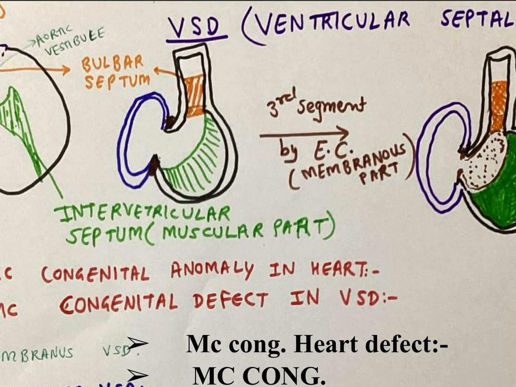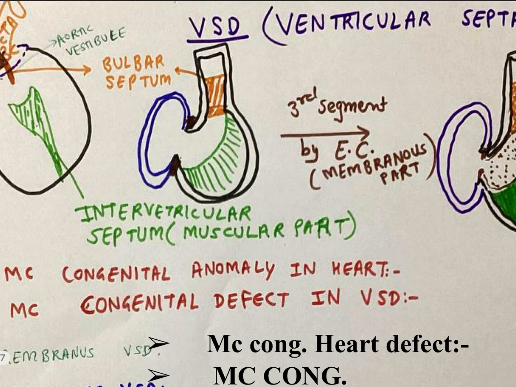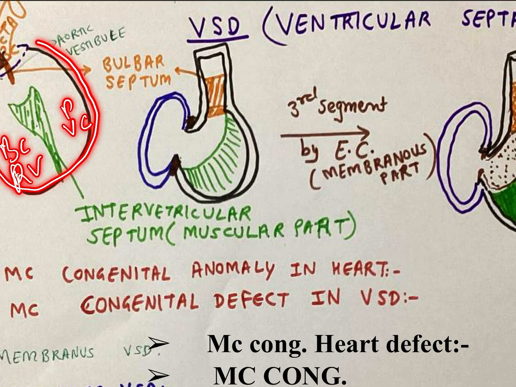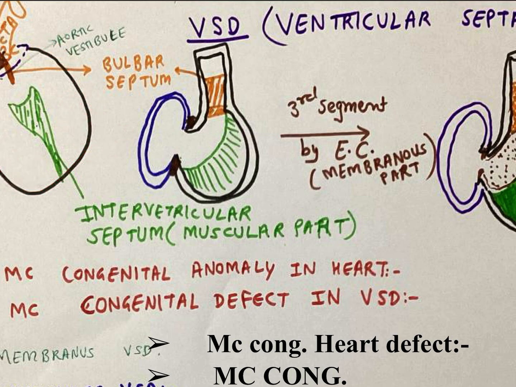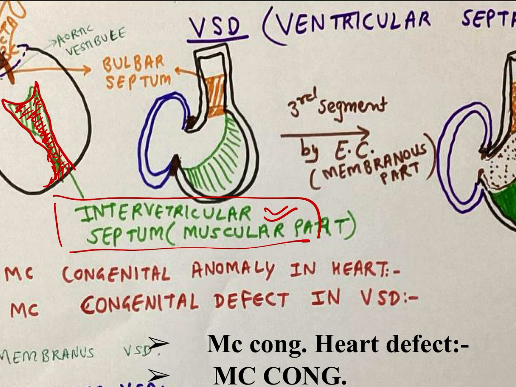Before discussing ventricular septal defect, please make it clear in your mind how the ventricular septum forms. This is the bulboventricular cavity, this is the bulbus cordis and the primitive ventricle. The bulbus cordis will form the future right ventricle and the primitive ventricle will form the left ventricle. What happens from the bulboventricular cavity? From the bulboventricular ridge, a crescent shaped septum starts developing from the floor of the ventricular cavity, and this crescent shaped muscular septum is known as the interventricular septum. Since it is muscular, it is termed the muscular part of the ventricular septum.